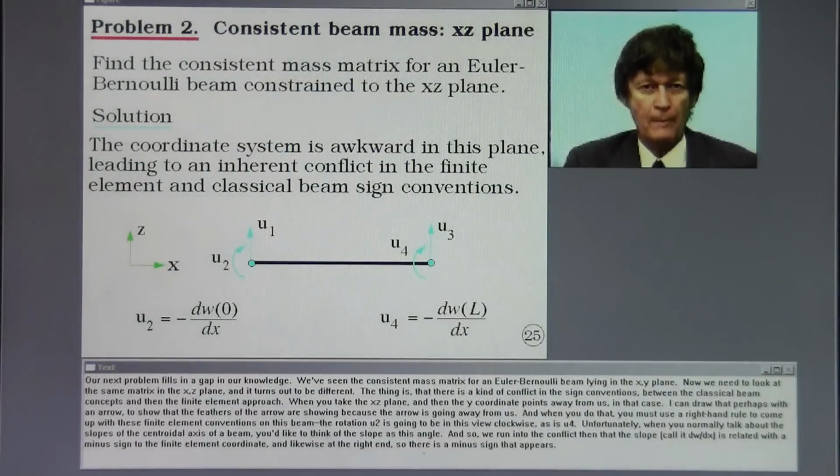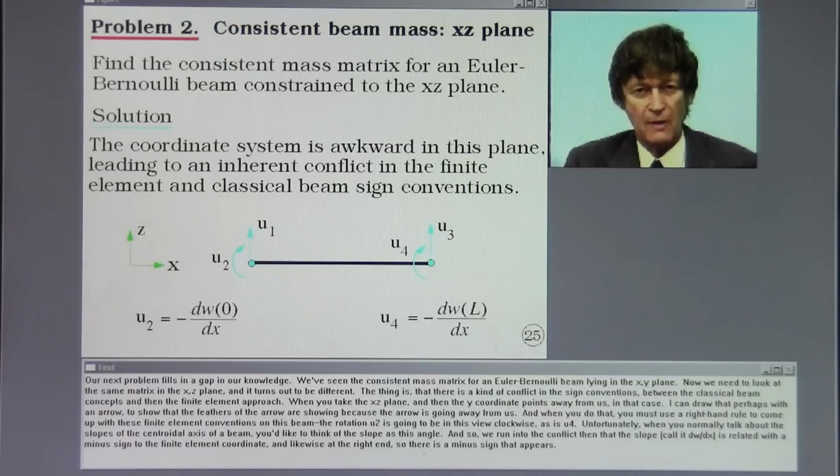Our next problem fills in a gap in our knowledge. We've seen the consistent mass matrix for an Euler-Bernoulli beam lying in the xy plane. Now we need to look at the same matrix in the xz plane, and it turns out to be different.